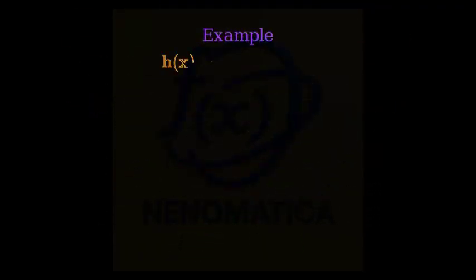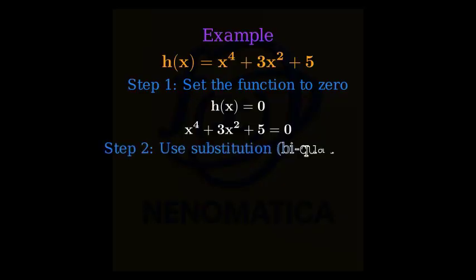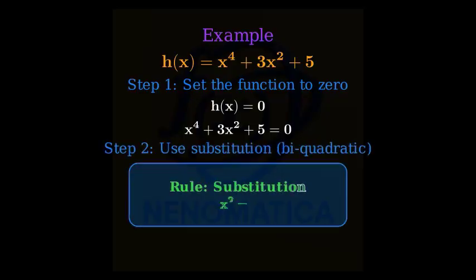In this example, we will find the zeros of the function h of x equals x to the fourth plus 3x squared plus 5, following a clear step-by-step algorithm. Step 1. Set the function equal to 0. We write h of x equals 0, which means x to the fourth plus 3x squared plus 5 equals 0. Step 2. Use substitution. Because this is a biquadratic equation, we let x squared equal t. Then x to the fourth becomes t squared, and our equation becomes t squared plus 3t plus 5 equals 0.